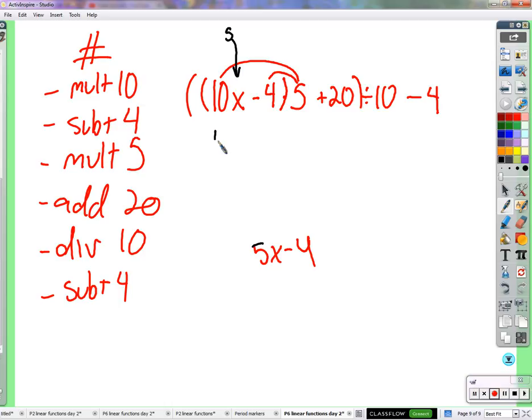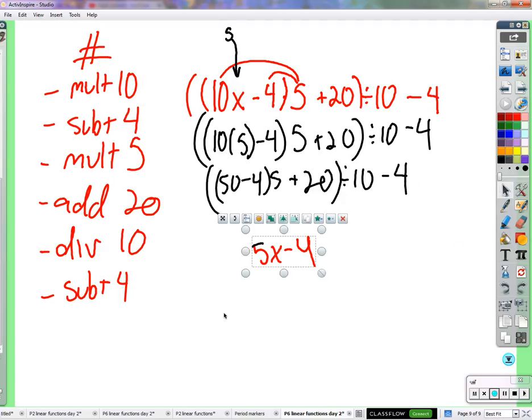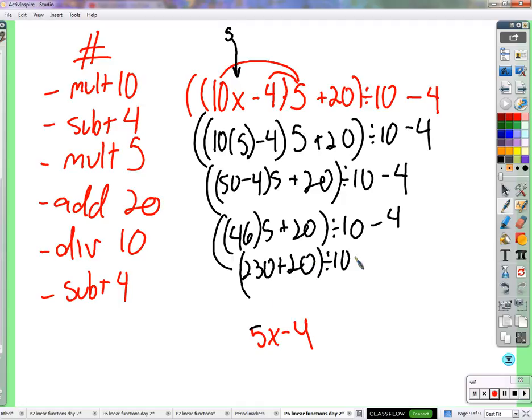If we plug in 5, the answer is 21. 10 times 5 minus 4, times 5 plus 20, in parentheses, divided by 10, minus 4. We follow the order of operations, going to the innermost parentheses. 10 times 5 is 50, minus 4 is 46. 46 times 5 is 230. 230 plus 20 is 250. 250 divided by 10 is 25. Minus 4, 21.